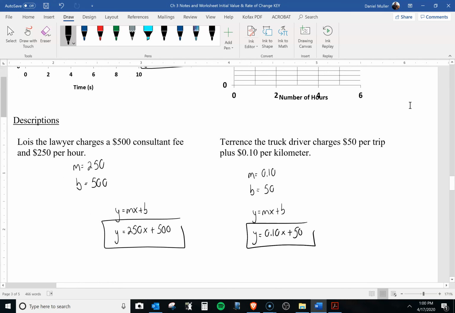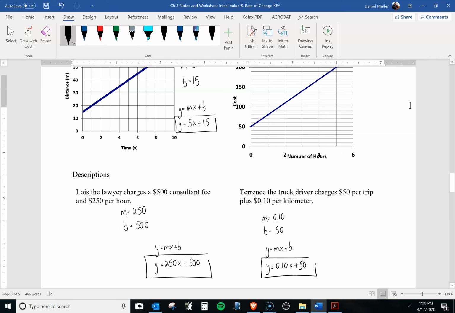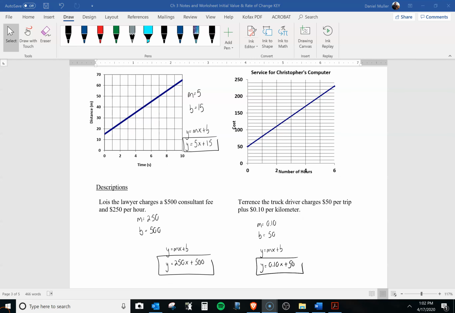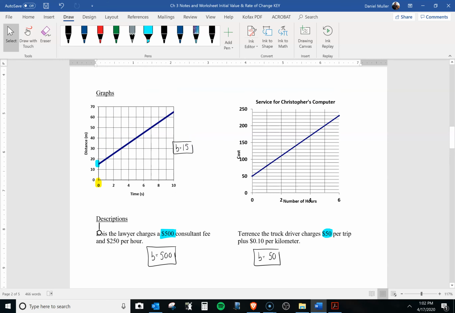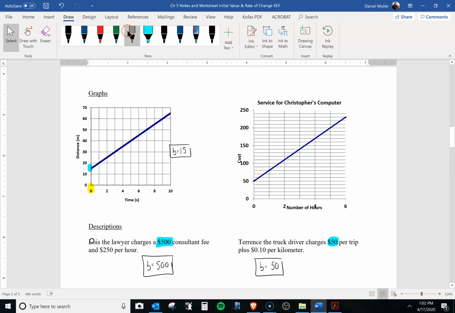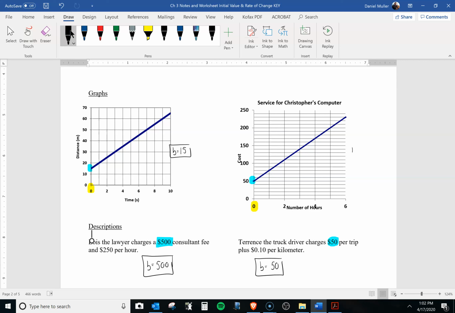And I will now just pause this and edit that service for Christopher's computer. All right, so I did copy it. So I'll go back to that second page, which yours will actually match. And I will do the initial value. So the initial value is the initial height. So when the time is 0, what is the initial height? So we call that b. In this case, for Christopher's computers, the initial value is 50.